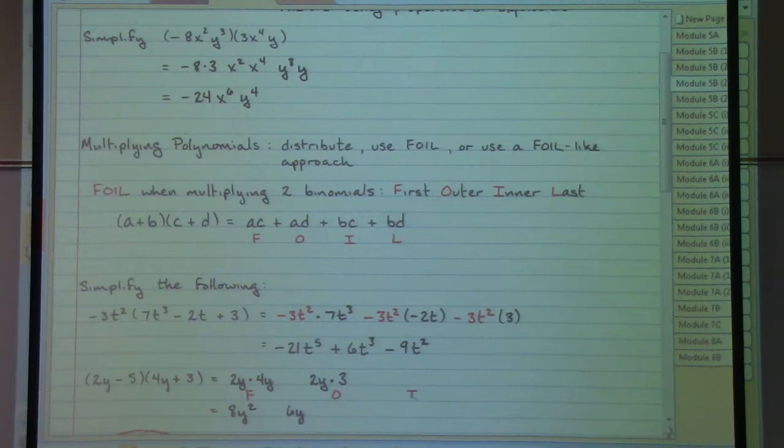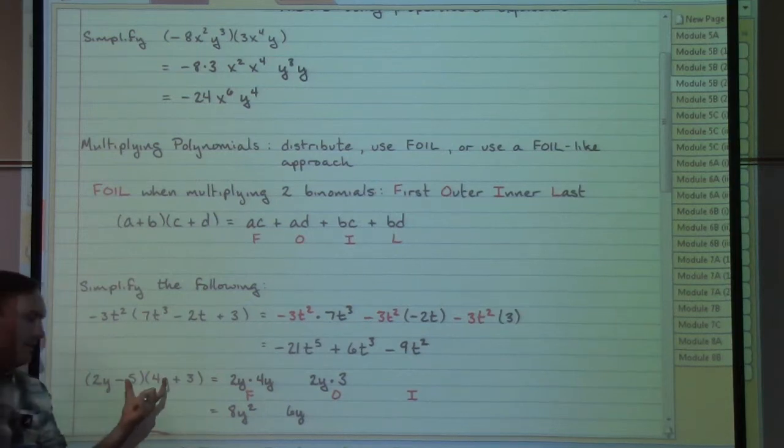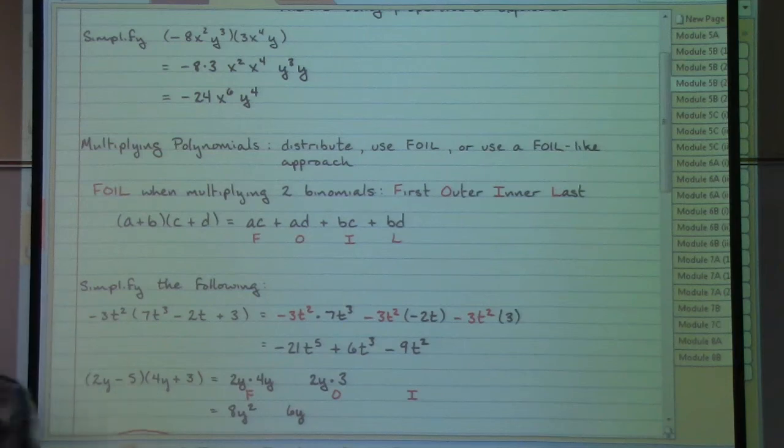Then the I for inner. Inner is referring to, again, the entire multiplication problem and the two terms that are innermost. So that means that we have a negative 5 times a 4y. And that seems to be working out as a negative 20y.